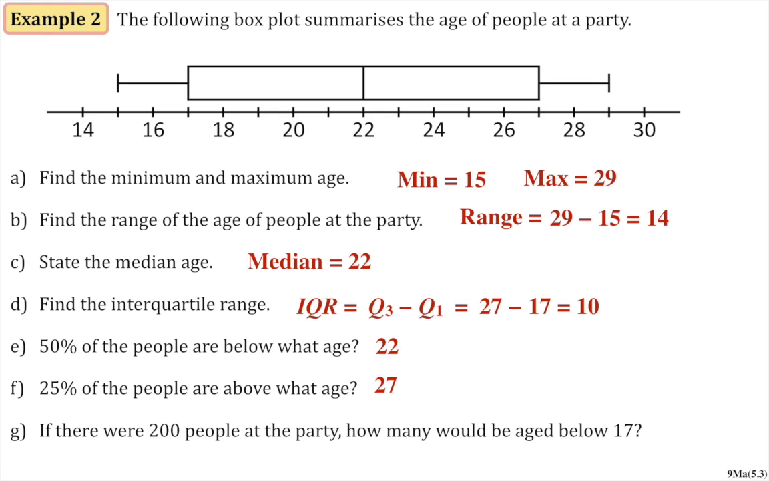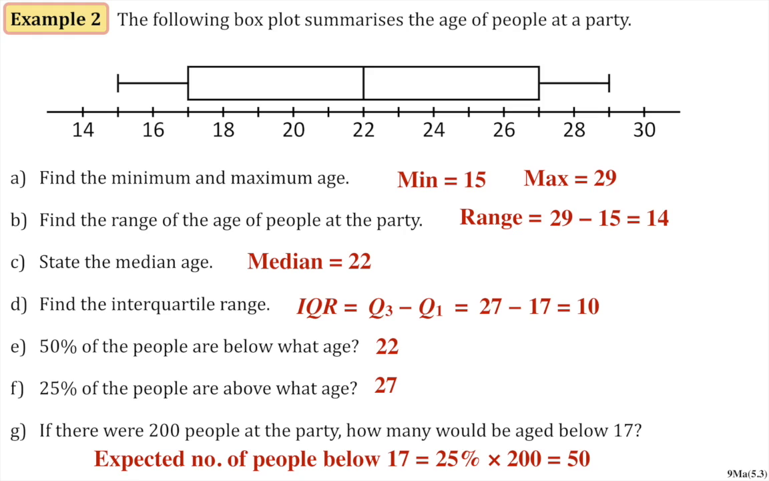Now, if there were 200 people at the party, how many people would be aged below 17? Well, let's look at the 17 here. 17 occurs at the 1/4 way mark. So 1/4 of the people at the party should be aged younger than 17. If there are 200 people at the party, a quarter times the 200 people, or you could also say 25% of the 200 people, is 50. So 50 people at the party are below 17.